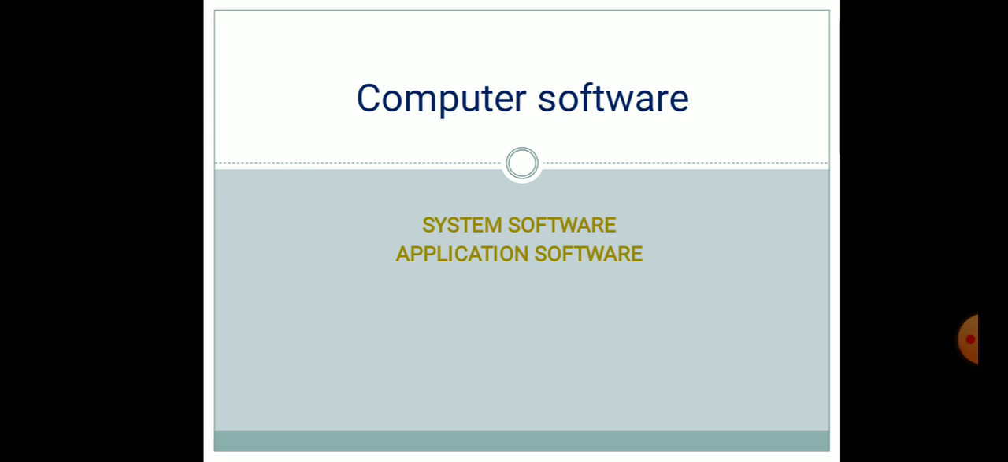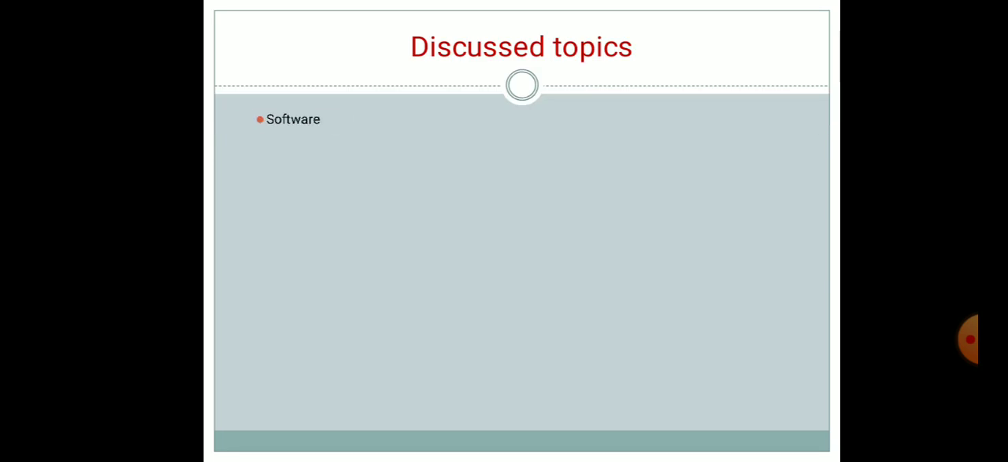Last week we have started the second lesson, computer software and its types. So let us continue and complete the types of software. So we have seen what is meant by software. What is meant by software? A set of instructions or programs that are given to the hardware are called software.